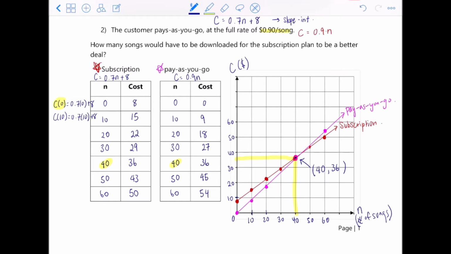So we can conclude that the subscription fee or plan is a better deal if you download more than 40 songs.